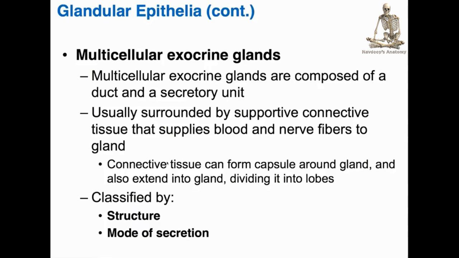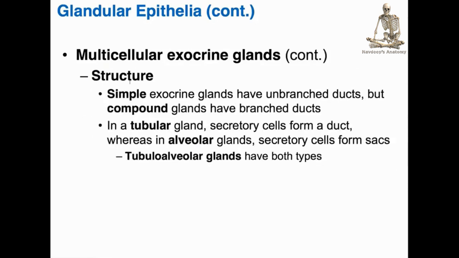As per these things, multicellular exocrine glands can be classified by structure and mode of secretion. Talking about the structure first, simple exocrine glands have unbranched ducts, but compound glands have branched ducts. In a tubular gland, the secretory cells form a duct, whereas in an alveolar gland, the secretory cells form sacs. When we discussed the respiratory air sacs, in that case they form sacs, whereas in a tubular gland they form the duct into which the particular secretion is secreted. And as you can see, when you break down the word tubuloalveolar, it means it has both kinds, tubular and alveolar, and they have both types of these exocrine glands.